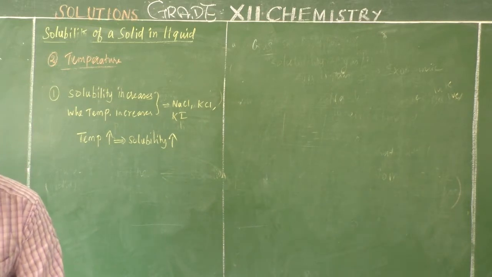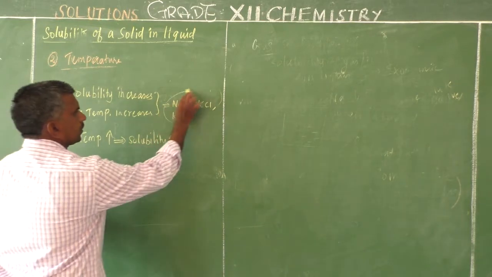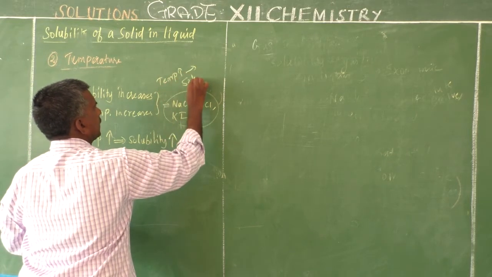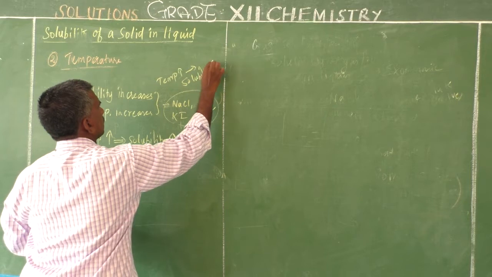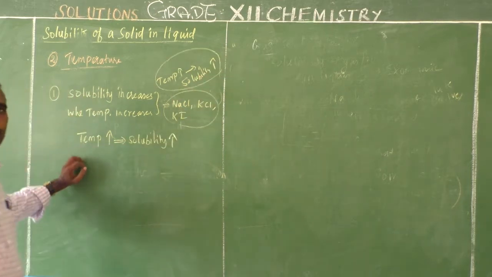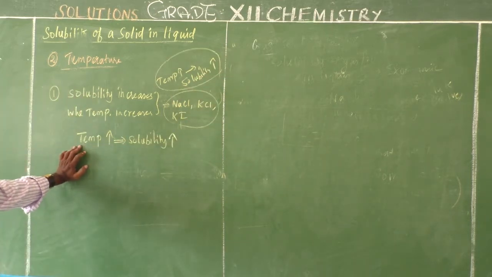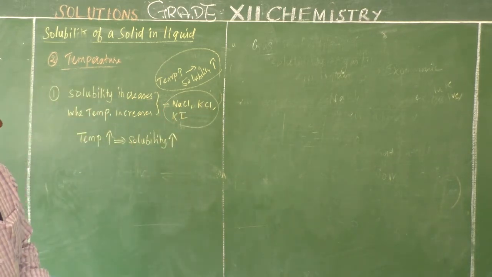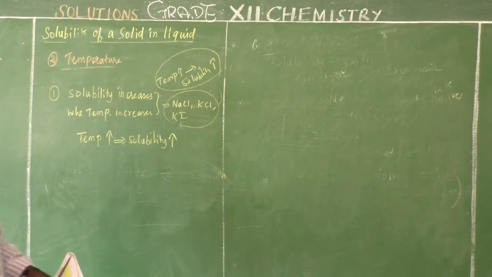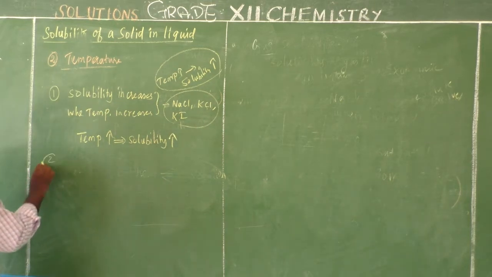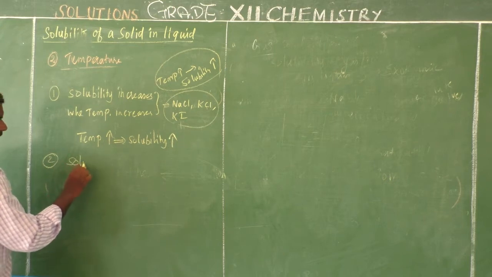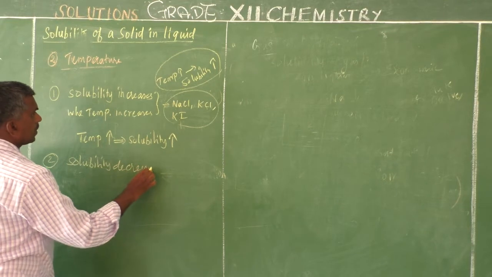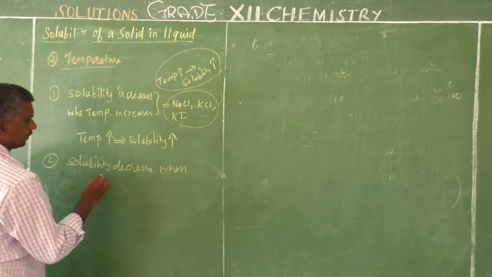These 3 salts, when temperature increases, solubility increases. Which salts? Sodium chloride, potassium iodide. But in some cases, when temperature increases, solubility decreases.